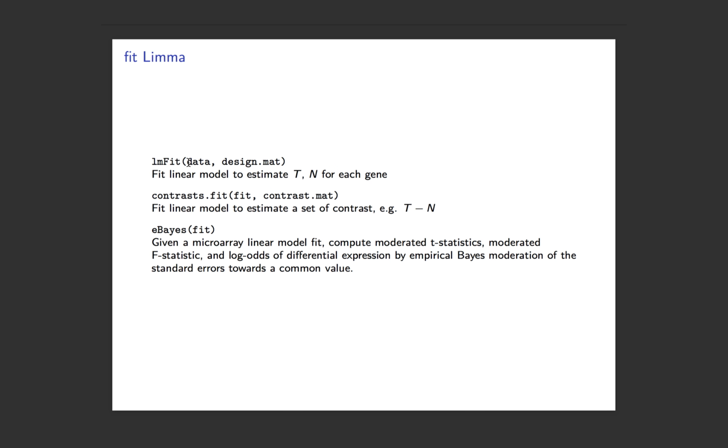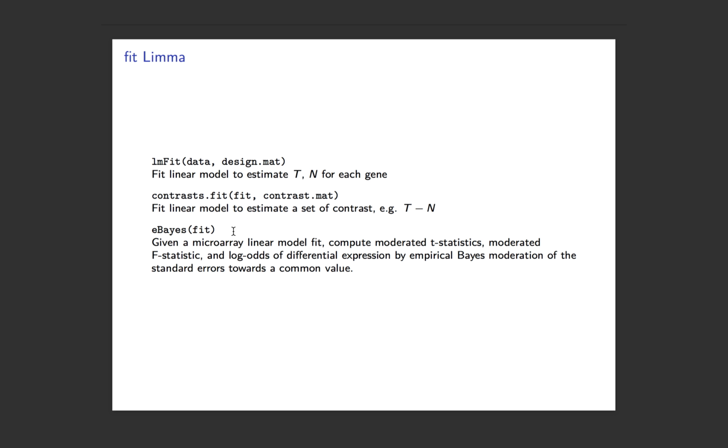We use our expression data as input, and then another input is the design matrix. It will fit a linear model to estimate T and N for each gene. Then we use contrast.fit. It takes the fit object produced by lmFit as input, and also the contrast matrix. It will fit a linear model to estimate a set of contrasts, for example, T minus N.